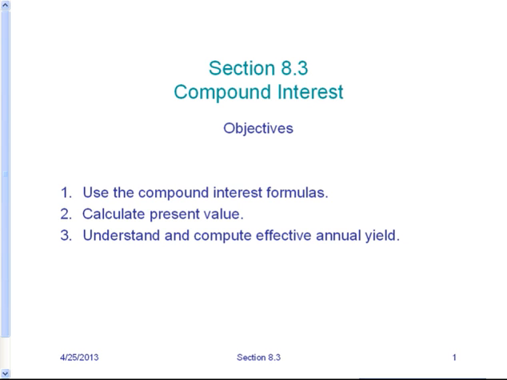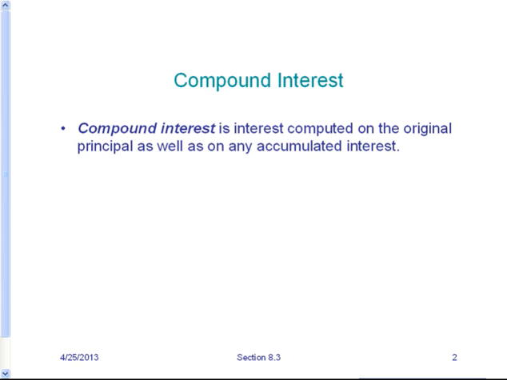This is section 8.3. We're going to be talking about compound interest. Compound interest is interest computed on the original principal as well as on any accumulated interest. So basically what you're doing is you're getting interest on interest that you've already earned.